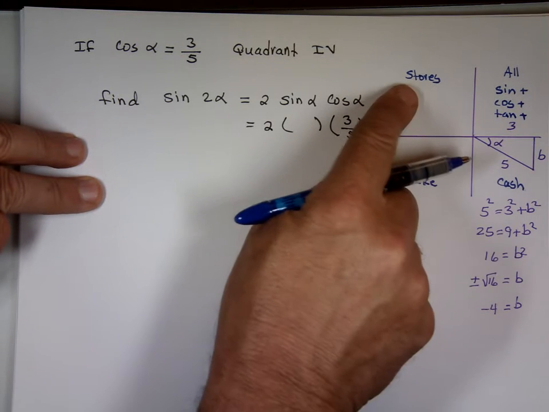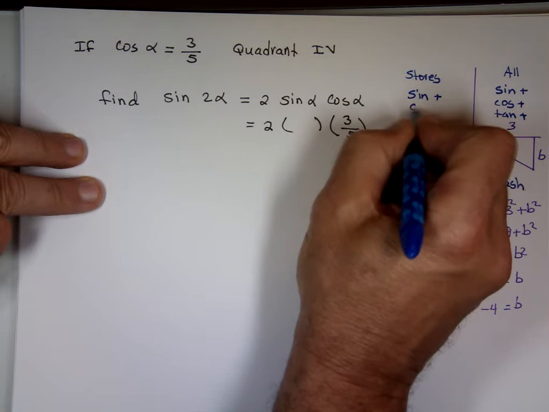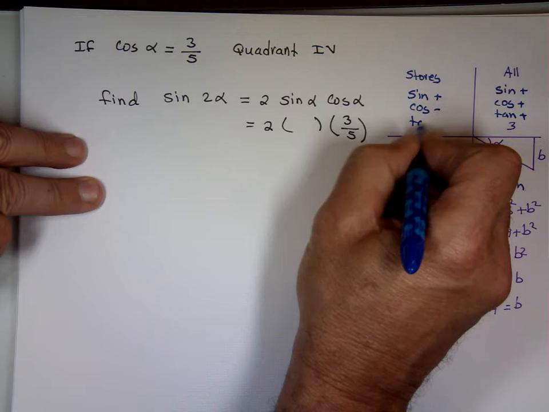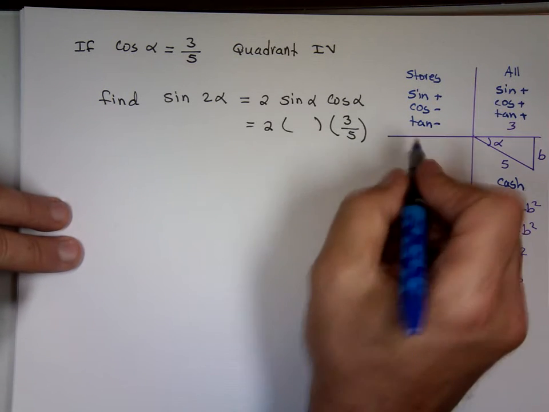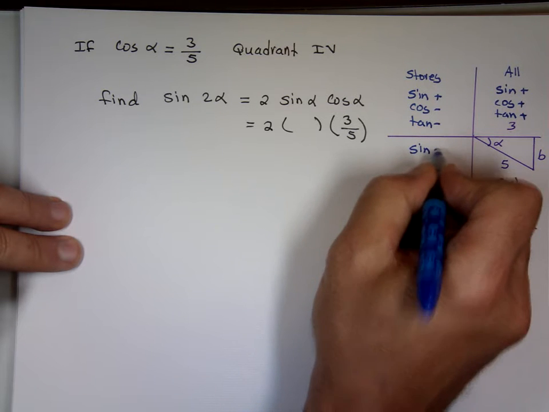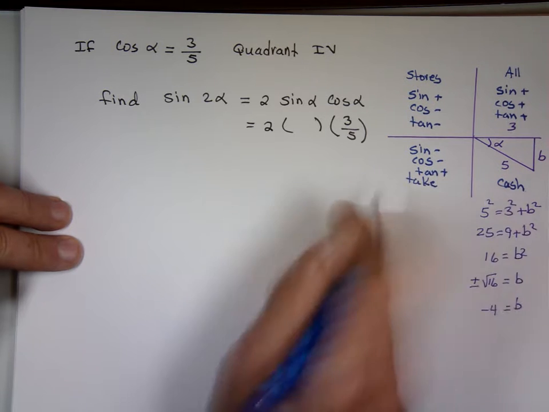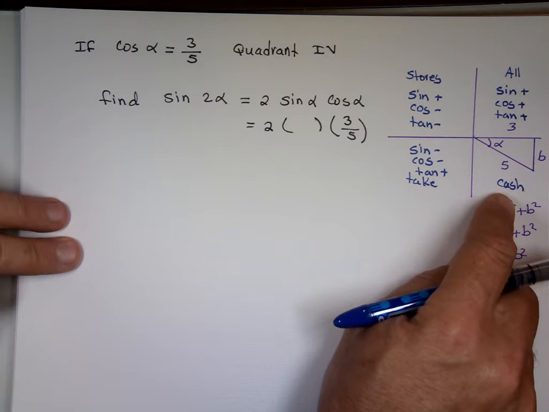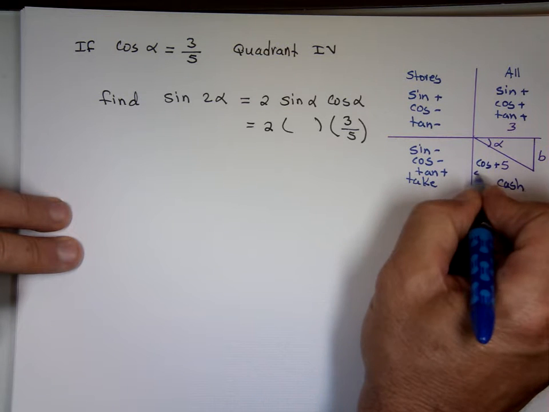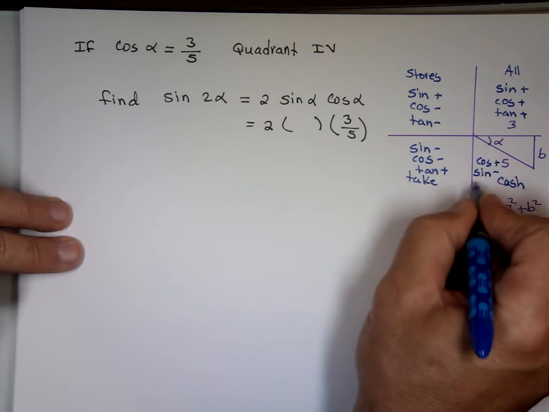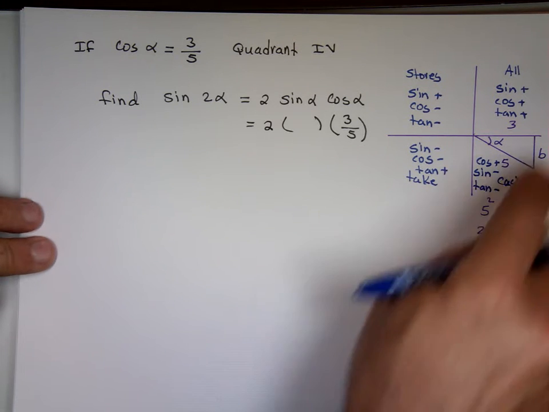In this quadrant, S for sine. Sine is positive. Cosine is negative. Tangent is negative. In this quadrant, T for tangent. The sine is negative. The cosine is negative. And the tangent is positive. And cash, which one begins with C? Cosine is positive. The sine is negative. And the tangent is negative. So your tangent has to be negative. Your sine has to be negative.